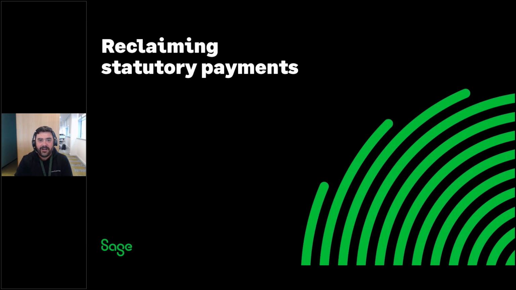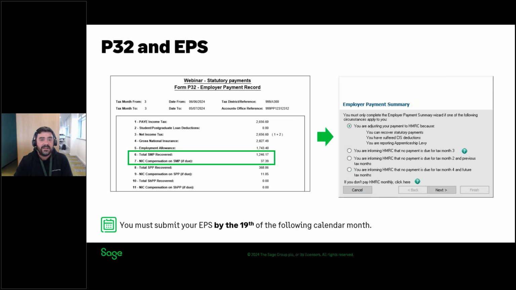Right, so moving on to reclaiming statutory payments. In the introduction, I think we explained that you can reclaim at least 92% of the statutory parental pay that you've paid out. Or if you qualify for small employers relief, you get 103%. The way this works is as an adjustment at the end of the tax month.